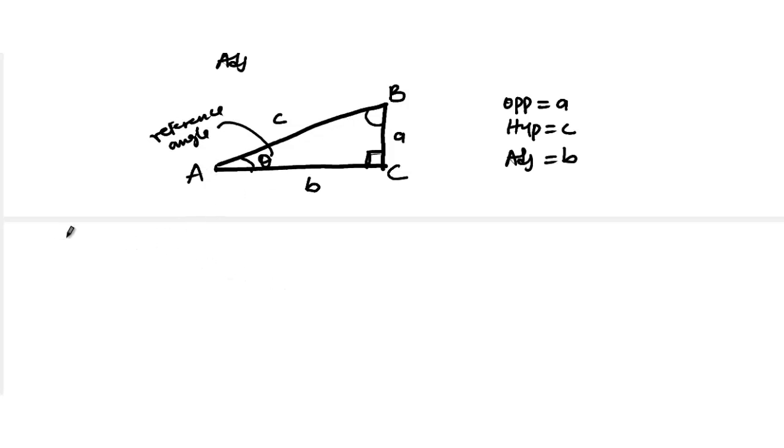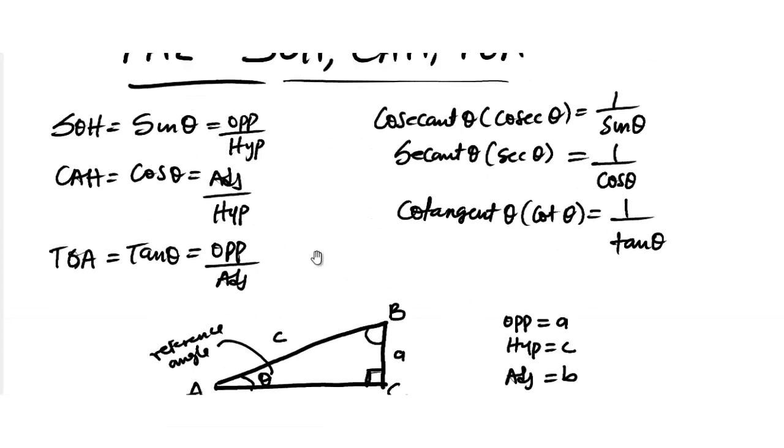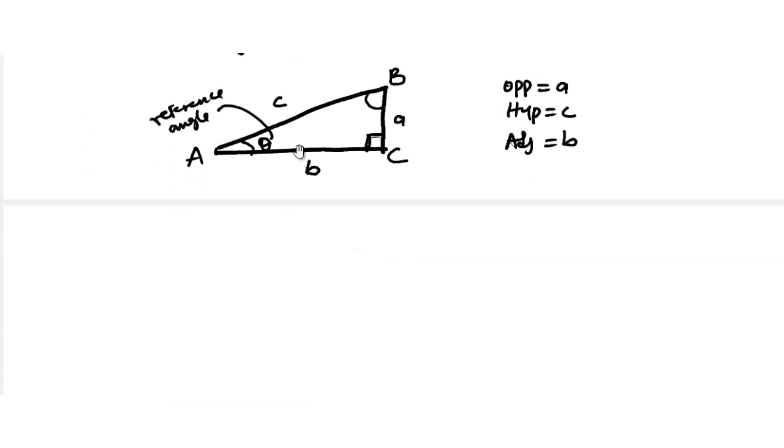So now, don't forget what we have written here. We just want to write it out with respect to this triangle, so that in case numbers are given, you can easily use it. So sine theta, because theta is our reference angle, is opposite over hypotenuse. The opposite here is a, and the hypotenuse here is c.